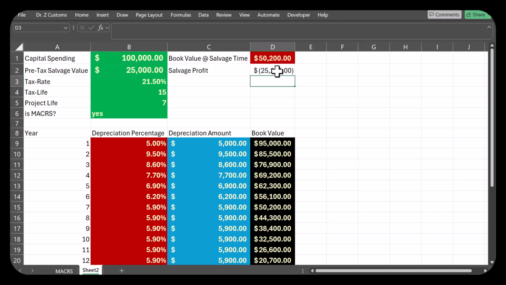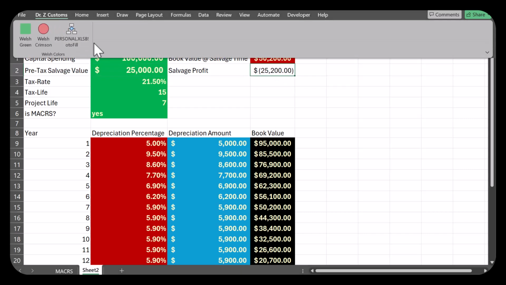I'll give it a different color, eh, black. Okay.